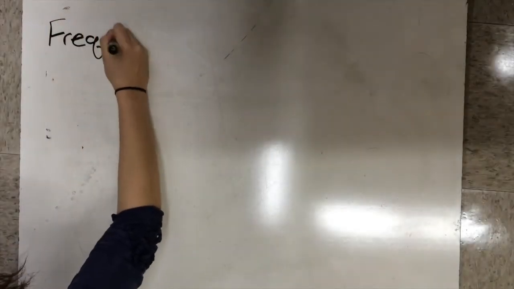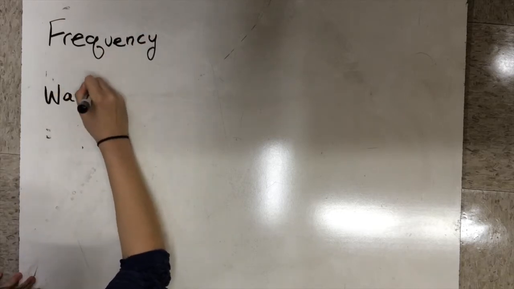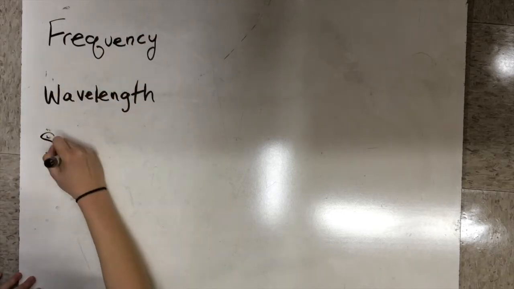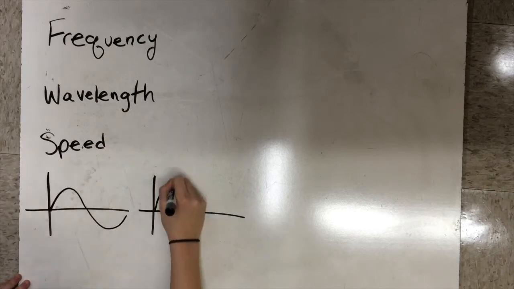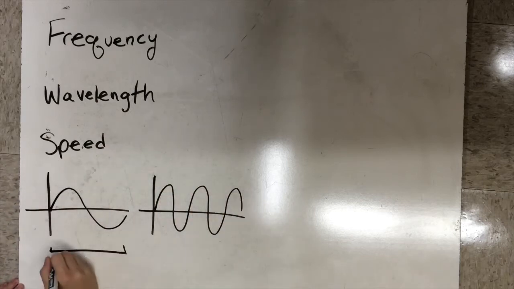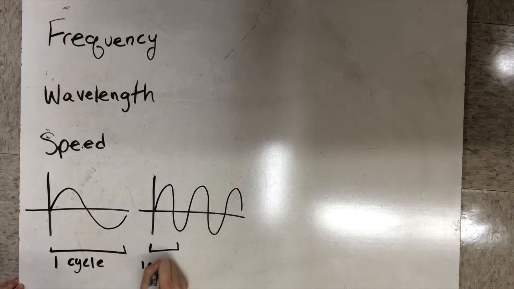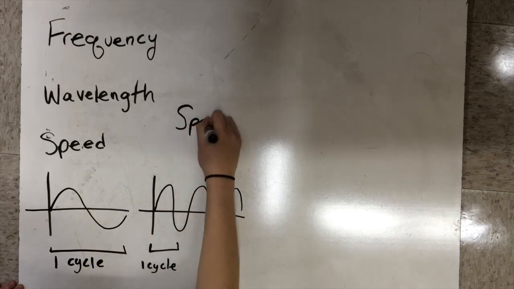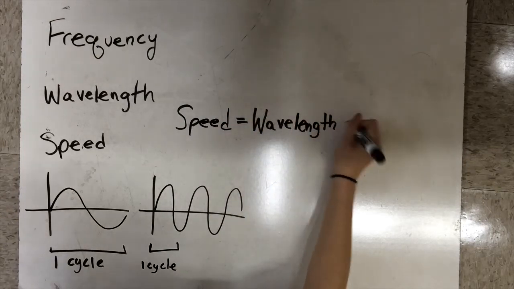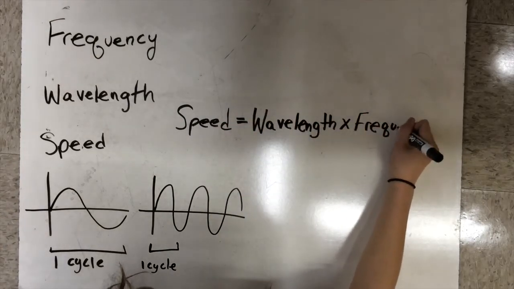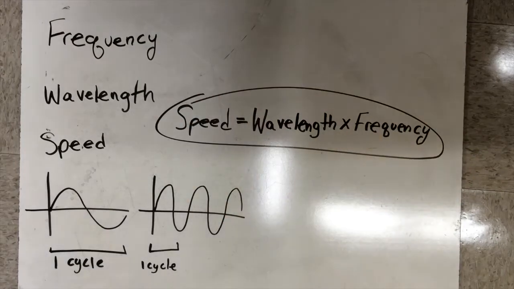Three factors that determine how we perceive sound are frequency, wavelength, and the speed of the wave. Frequency is the measure of cycles per unit of time, and the wavelength is the length of one cycle. A relationship between the three is speed equals wavelength times frequency. So if two sound waves have the same speed, the one with the greater frequency has the shorter wavelength.